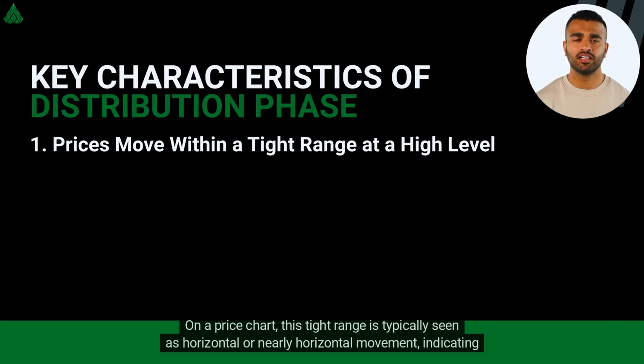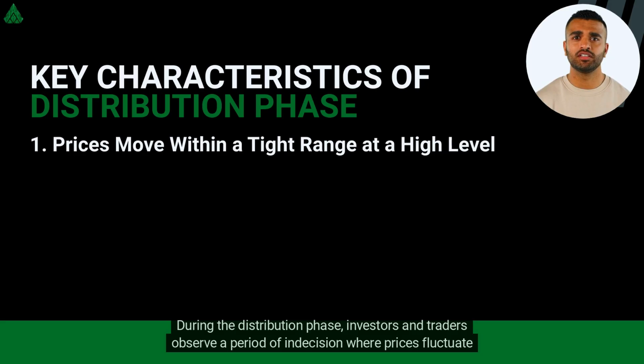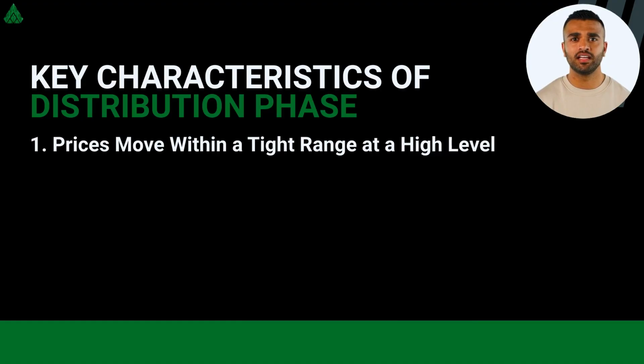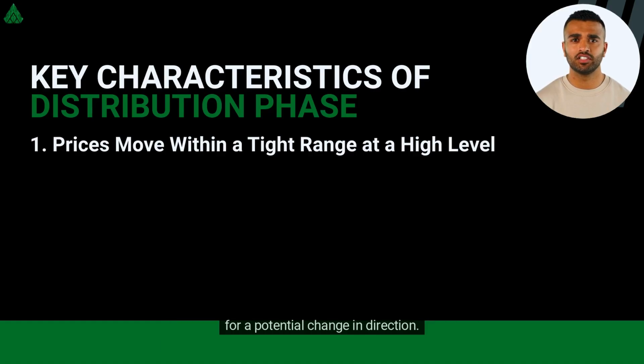On a price chart, this tight range is typically seen as horizontal or nearly horizontal movement, indicating that the bullish trend has paused. During the distribution phase, investors and traders observe a period of indecision where prices fluctuate within a confined band. This consolidation period suggests that the market is assessing the current valuation levels and preparing for a potential change in direction.